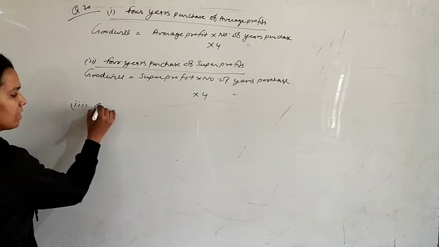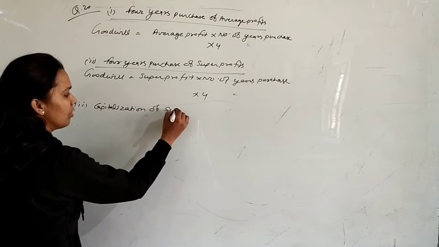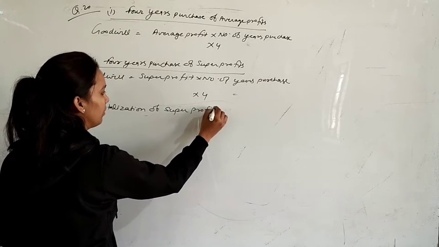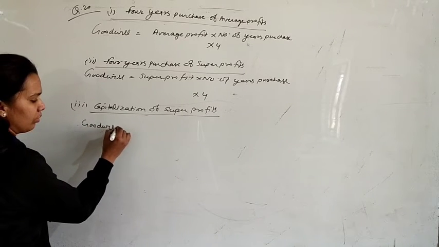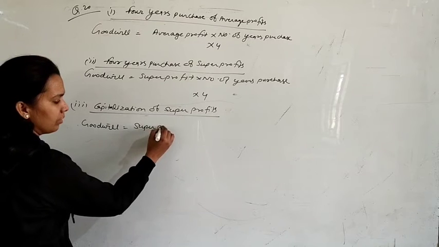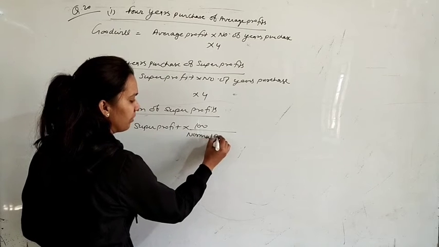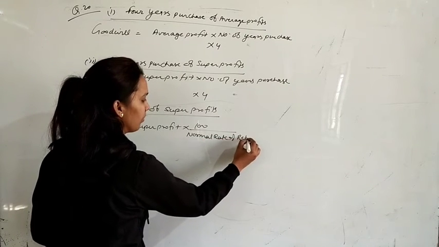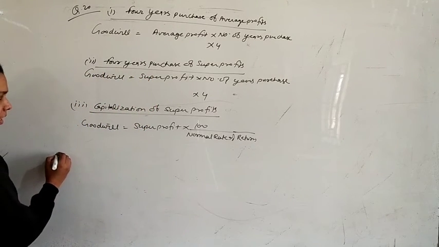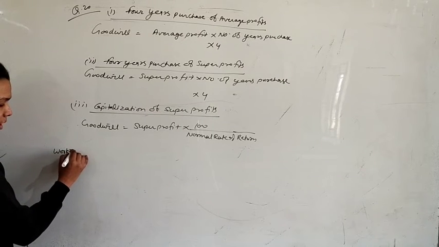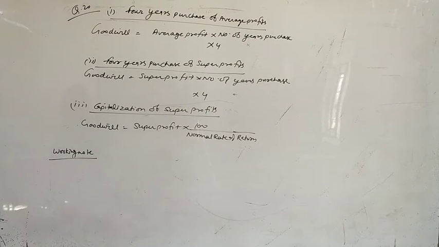Point number third, that is capitalization of super profits. Capitalization of super profits. So in this, goodwill equals to super profit multiplied by 100 upon normal rate of return. These are the 3 main points of the question. Then we will prepare working note, because we have to find average profit, super profits. These are the calculating points. So we will find these points in working note.